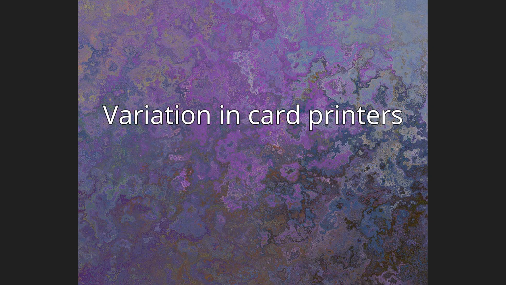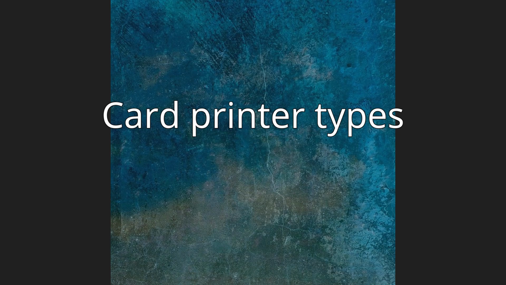Variation in card printers. Card printer types. Broadly speaking, there are 3 main types of card printers, differing mainly by the method used to print onto the card. They are near-to-edge. This term designates the cheapest type of printing by card printers. These printers print up to 5 mm from the edge of the card stock.